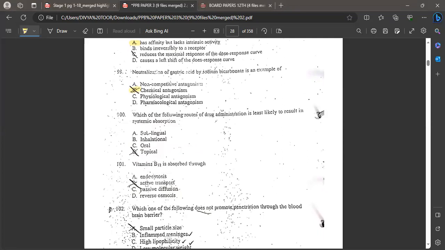And then which of the following routes of drug administration is least likely to result in systemic absorption? Topical? Yeah.